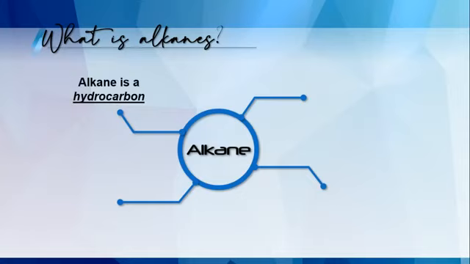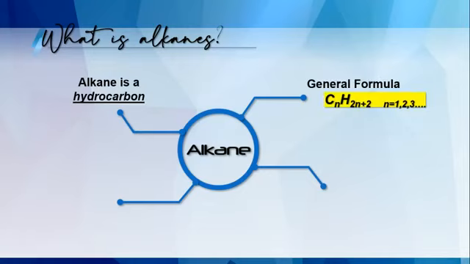An alkane is a hydrocarbon. So hopefully you still remember what hydrocarbon means. A hydrocarbon is a chemical compound that consists of hydrogen and carbon only. There is no other atom other than hydrogen and carbon.